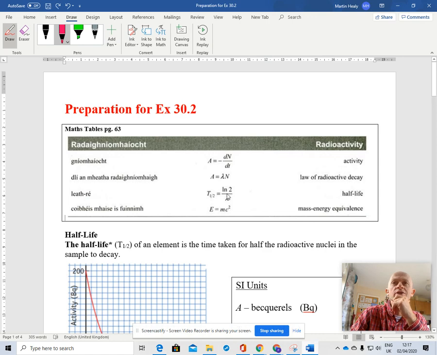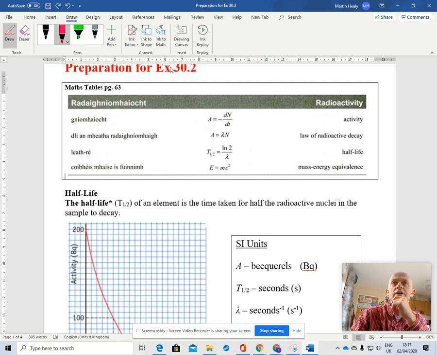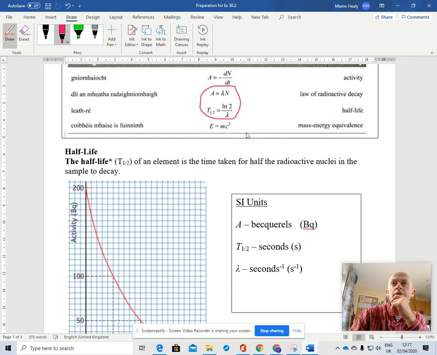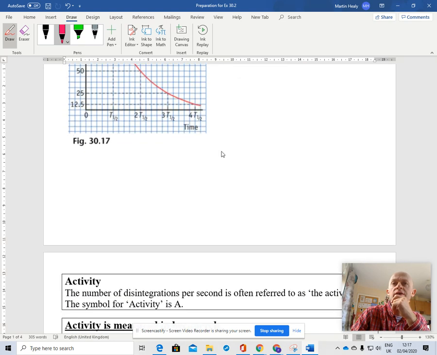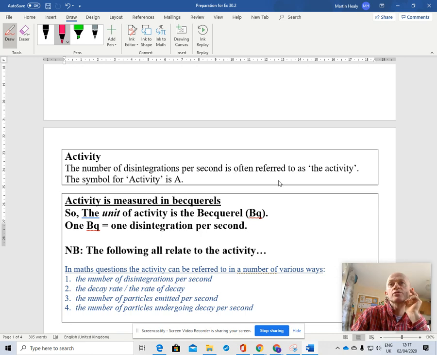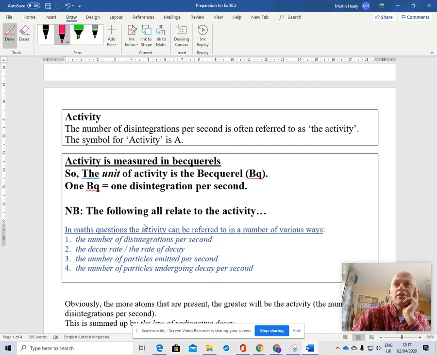Now, in your maths tables, this is the formula you worry about here. These two formulas, I should say. The first one is kind of hinting at the law of radioactive decay. So let's go through what these stand for. A means activity. It's the number of disintegrations per second, and the symbol for it is A. It's measured in becquerels, and this is important here.